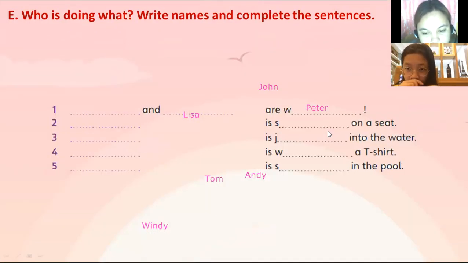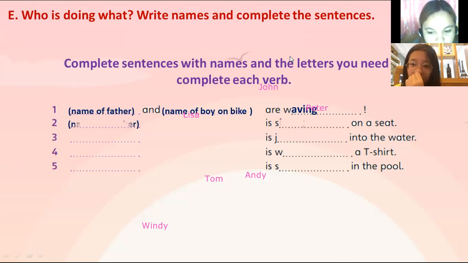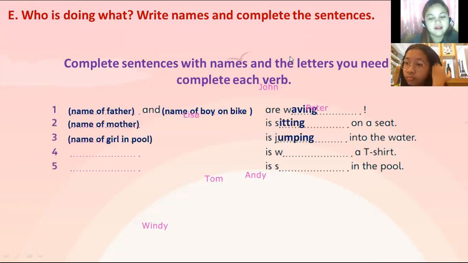Okay, so now, number one, blank and blank are blank. Tom and Andy. Starts with letter W. I don't know. Yeah, it's quite hard. Okay, so let's see. This one has the example answers.